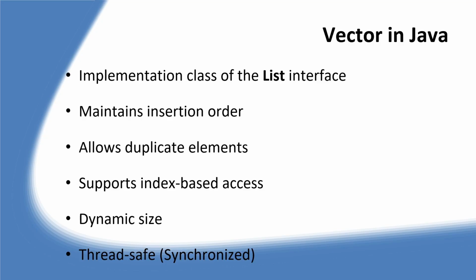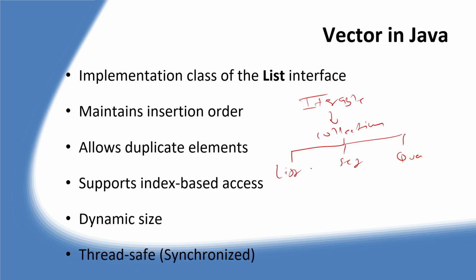So what is Vector? Vector is a class that implements the list interface. So as we know, the hierarchy: Iterable, and then the Collection interface has List, Set, and Queue. So these are all interfaces: Iterable, Collection, List, Set, Queue. Now List has the implementation classes ArrayList, LinkedList, and Vector. So we are learning about Vector.